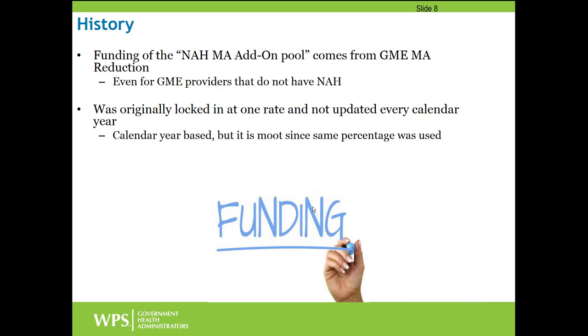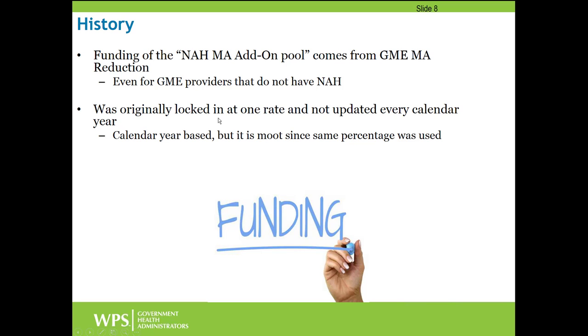Now, the other side of this is the funding of this add-on payment for the nursing and allied health. That comes from the GME Medicare Advantage payment reduction. Now, I will stress here that this reduction applies even for GME providers that do not have nursing and allied health. So if they receive a GME payment and they have Medicare Advantage patients, they will receive a reduction based on that, even if they do not otherwise get a nursing and allied health payment.